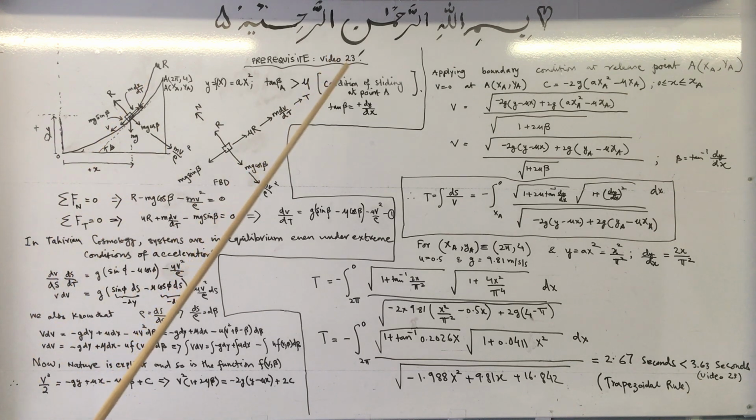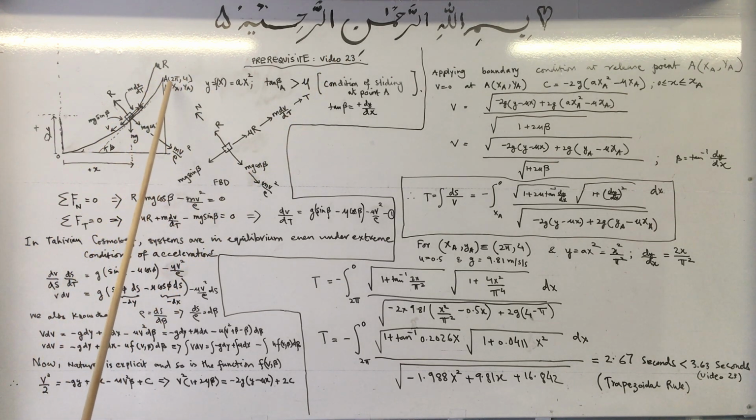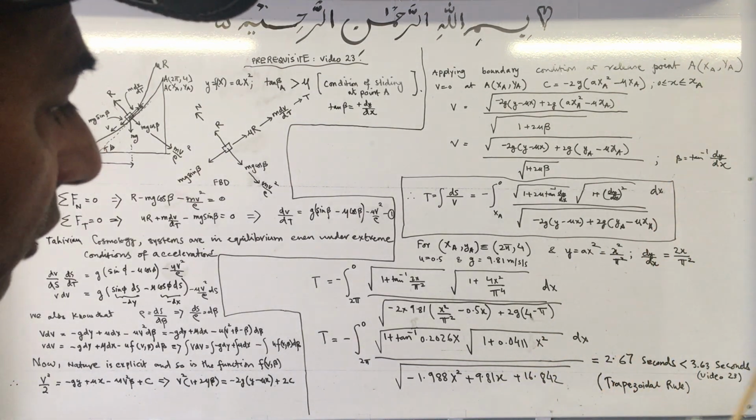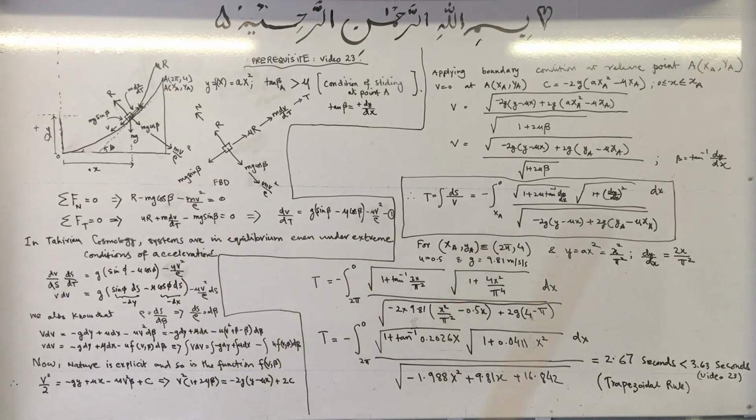Okay, so as in my video 23, this point is A, 2 pi x coordinate, and y coordinate 4, where this 4 is actually 2r, where r is the radius of the generating cycloid, the radius of the circle rolling to generate the cycloid. Because eventually in my next video I'm going to compare this time 2.67 with the time of the cycloid. We will run the same procedure for a cycloid. Okay, but for this video, the curve is y is equal to ax square. This is the condition of sliding at point A.